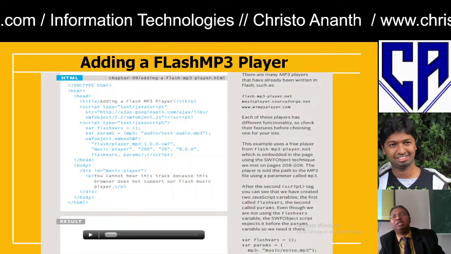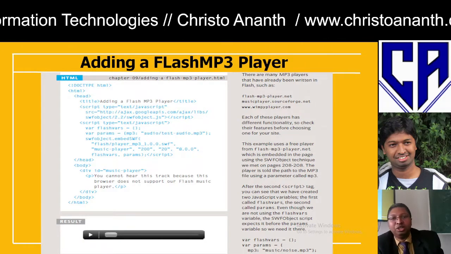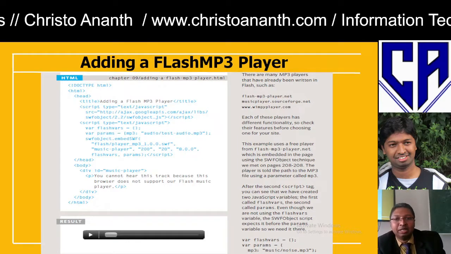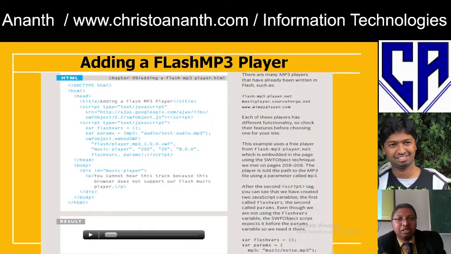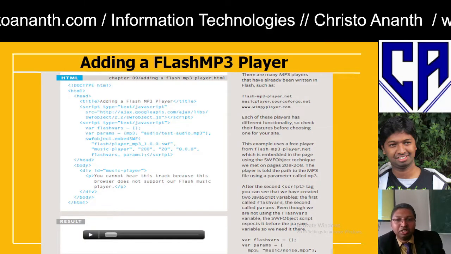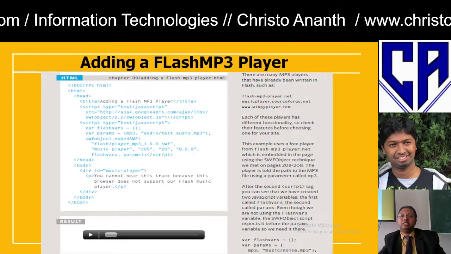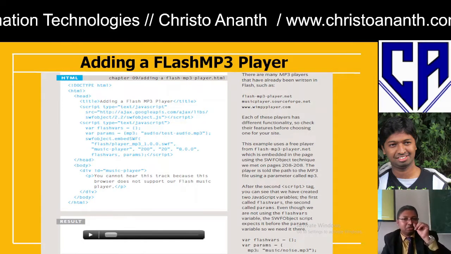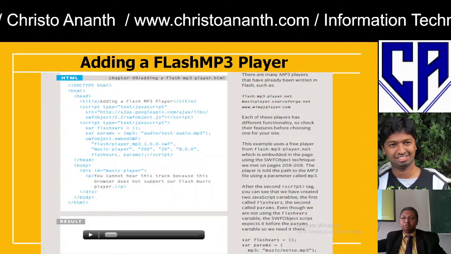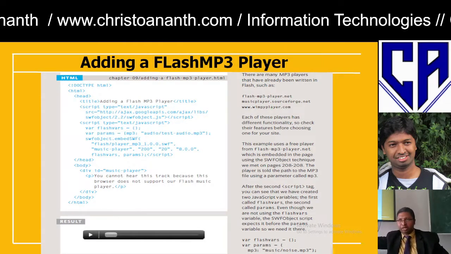Adding a Flash MP3 player. For example, if you want to play audio, you'll have HTML, head, title, adding a Flash MP3 player. In the script type you can specify JavaScript. In the variable parameters you can specify audio slash test audio.mp3. Then close head, and then the body tag, div ID, the music player. So this is actually a music player.